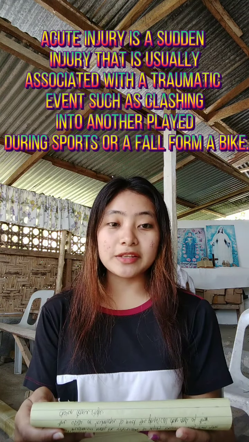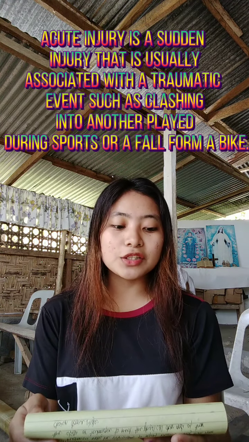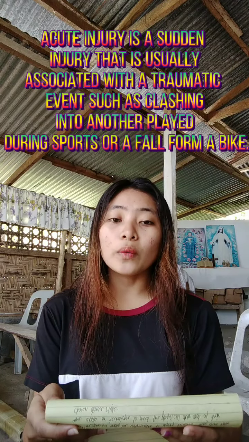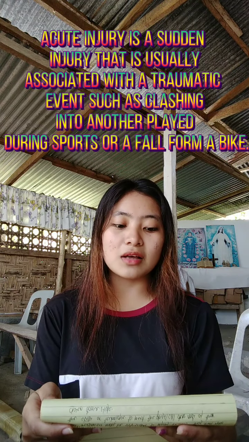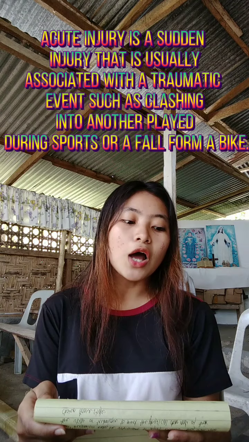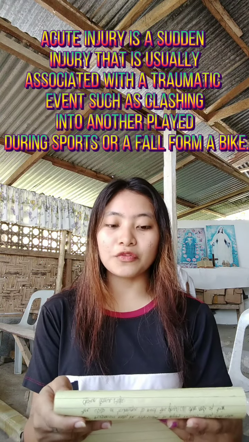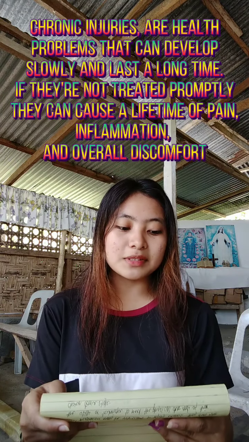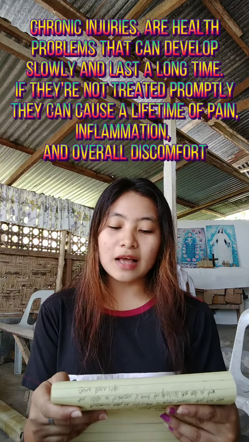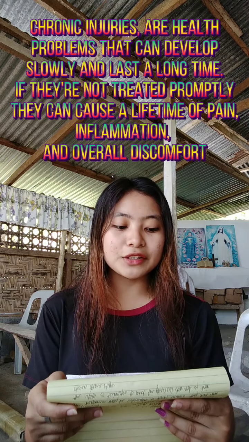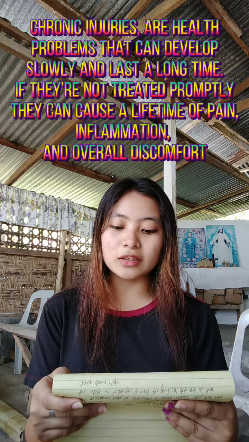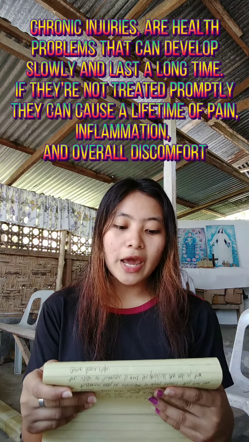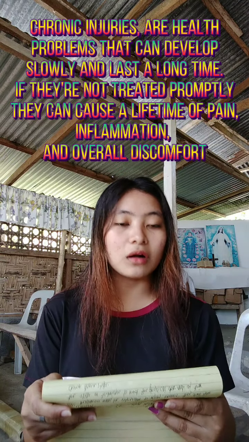Chronic and acute injury. Acute injury is a sudden injury that is usually associated with a traumatic event, such as clashing into another player during sports or a fall from a bike. Chronic injuries are health problems that can develop slowly and last a long time. If they're not treated promptly, they can cause a lifetime of pain, inflammation, and overall discomfort.